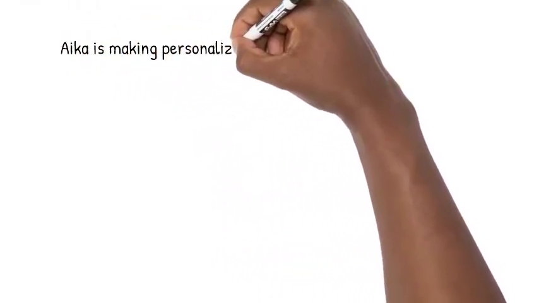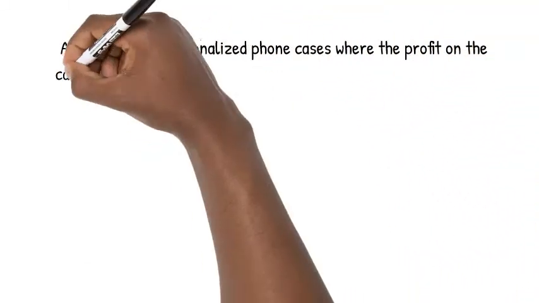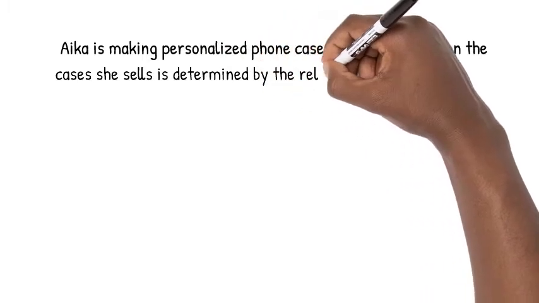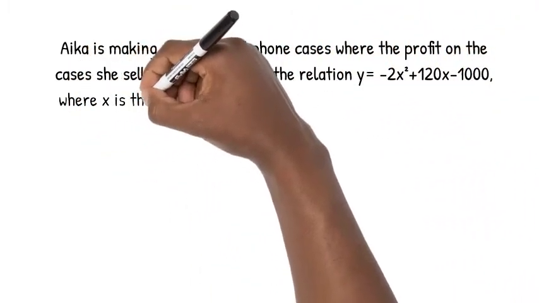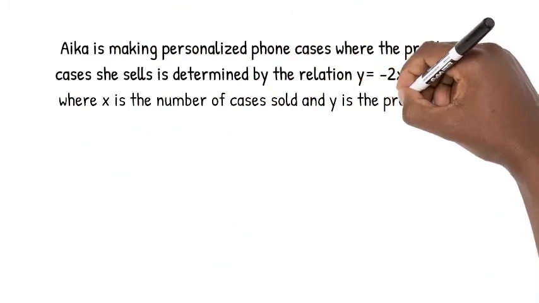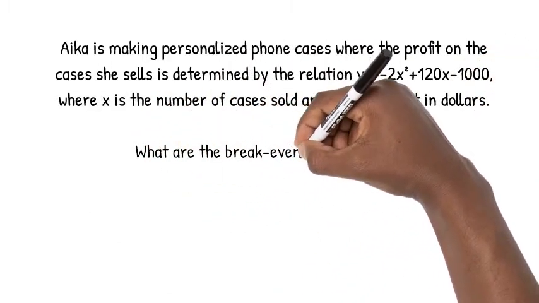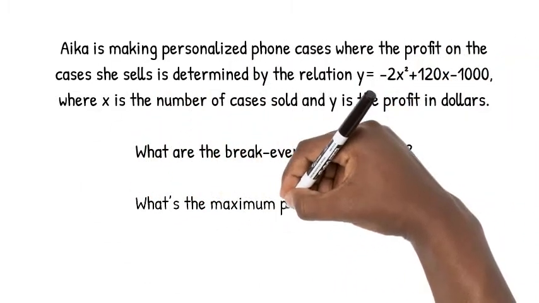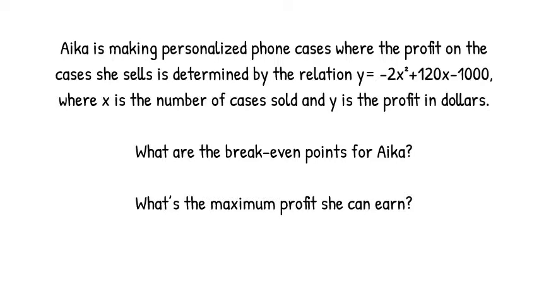Ica is making personalized phone cases where the profit on the cases she sells is determined by the relation y equals -2x squared plus 120x minus 1,000, where x is the number of cases sold and y is the profit in dollars. What are the break-even points for Ica? What is the maximum profit she can earn?